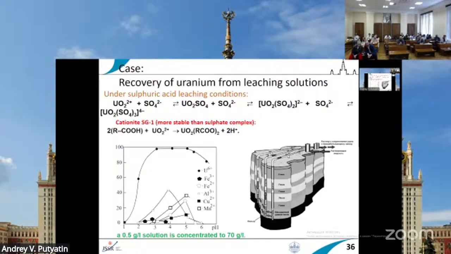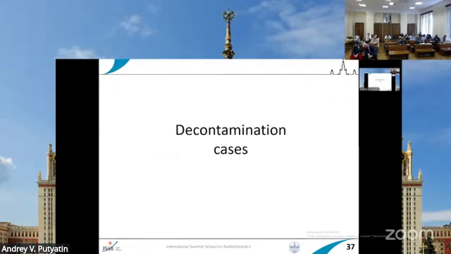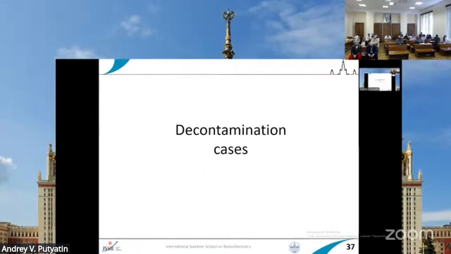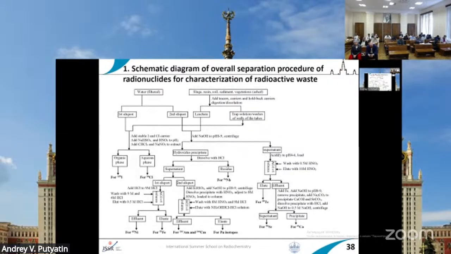And after that, we can bind these uranyl cations by the so-called CG1 resin. It is made from carboxylic acids, and it works at relatively high values of pH. But you can see that the selectivity towards uranium is very high in the presence of different elements that can be present in these ores. And by this process, we can concentrate the uranium solution up to 70 grams per liter. So we already see this process.